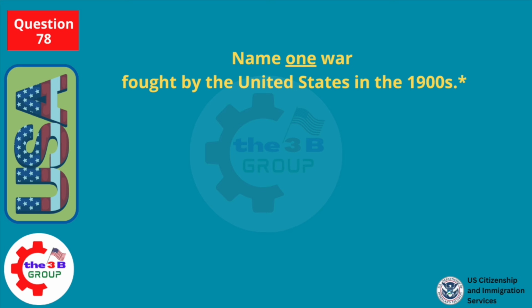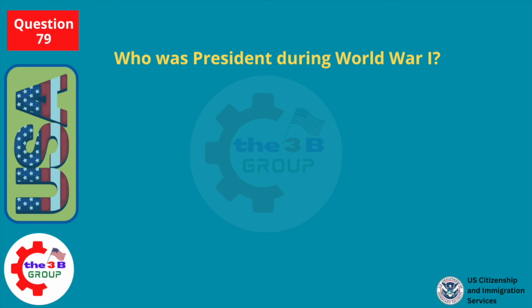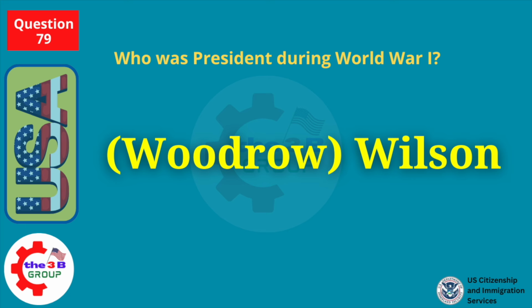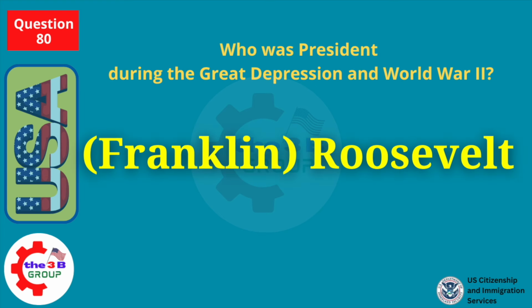Name one war fought by the United States in the 1900s. World War I. Who was president during World War I? Woodrow Wilson. Who was president during the Great Depression and World War II? Franklin Roosevelt.